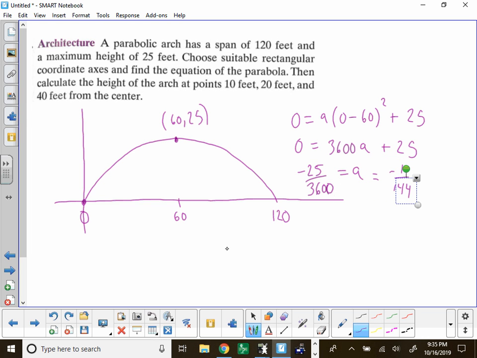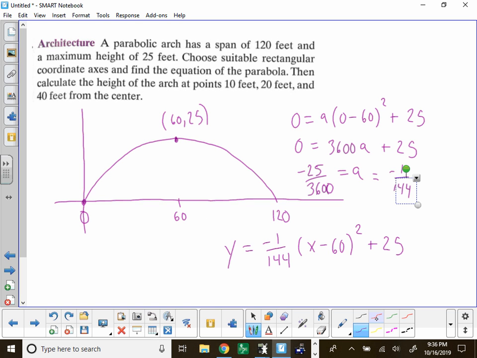So we have y is equal to a, which would be negative 1 over 144, and then it's going to be x minus h, which is 60, and then squared, plus k, which is 25. All right, now we want to know the y value, the height, 10 feet from the center. So we're 10 feet from the center, 20 feet from the center, 40 feet from the center.